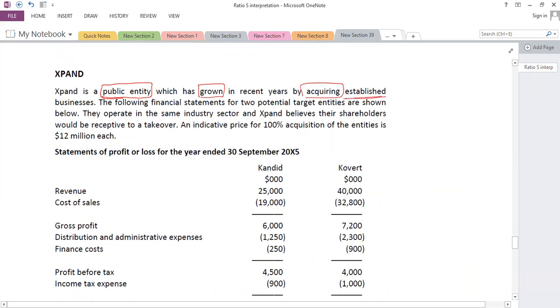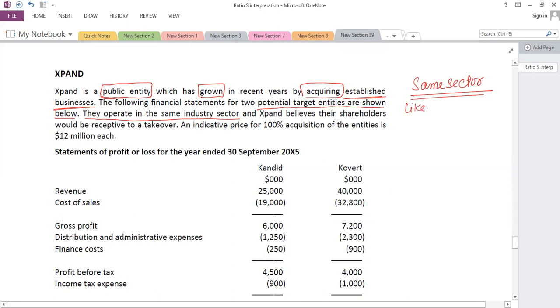Now, this is a very important line: the company which is planning to acquire another company already has the credibility, or the trend, of buying another established business. So if we are looking for another company, we are obviously looking for some established business. The following financial statements of 2 potential target entities are shown below. They operate in the same sector. This is very important. Same sector means it is a like with like comparison.